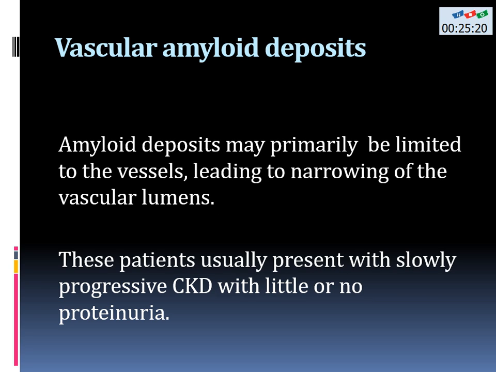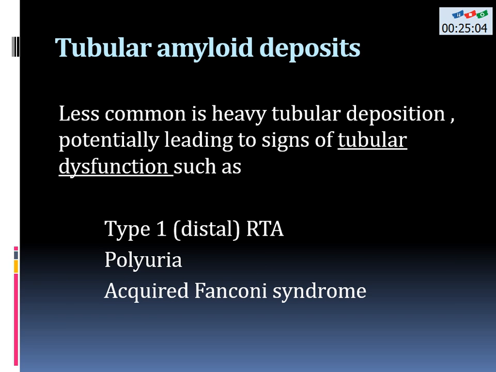In vascular amyloid, the amyloid deposition is mainly in the vessels. It leads to narrowing of these vessels. This patient will present with slowly progressive chronic kidney disease with no or little proteinuria. Less common is the heavy tubular deposition, where amyloid becomes deposited in the tubulointerstitial structures, leading to tubular dysfunction, like renal tubular acidosis, polyuria, or acquired Fanconi.